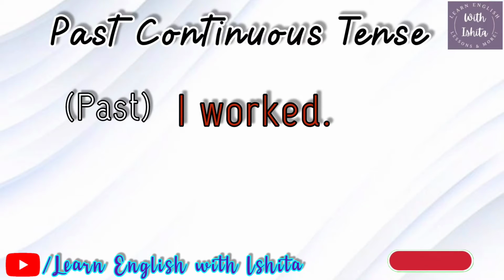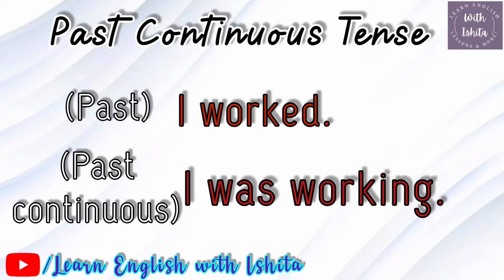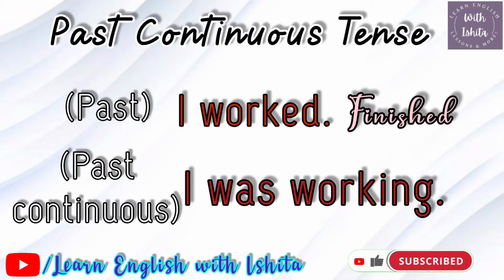For past tense, a sentence will be: I walked, he walked, or they walked, okay? But for past continuous tense, that becomes: I was walking, he was walking, they were walking, okay? So what's the difference between past tense and past continuous tense? When we are using the simple past tense, we are referring to something that happened at a time and has finished in the past, okay?